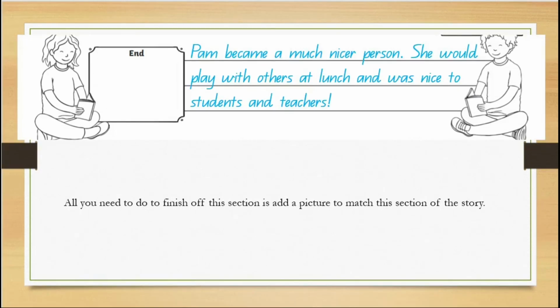This was my answer for the end part of the story. Pam became a much nicer person. She would play with others at lunch and was nice to students and teachers. In this part, I chose to talk about what had happened after that solution was put into place. How did the story end? Most of the time, you're going to see that change in that character again. And for us, it was Pam was now a nice person. All you need to do once again is draw a little image to match your writing, and then move on to the next slide when you're ready to continue.